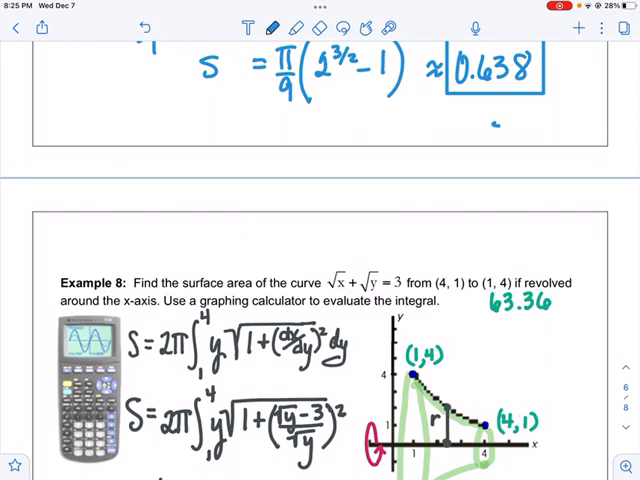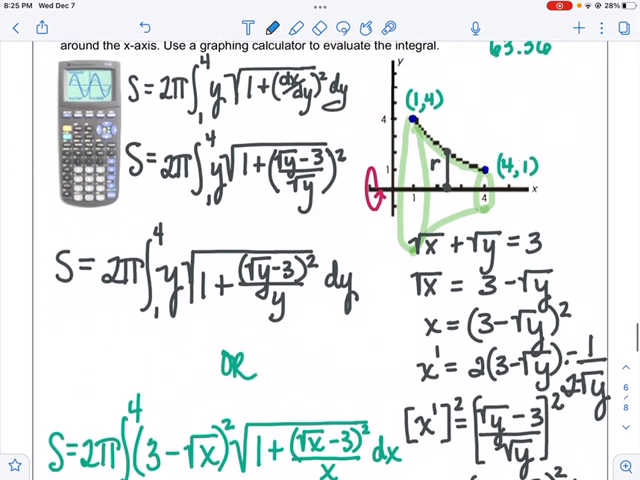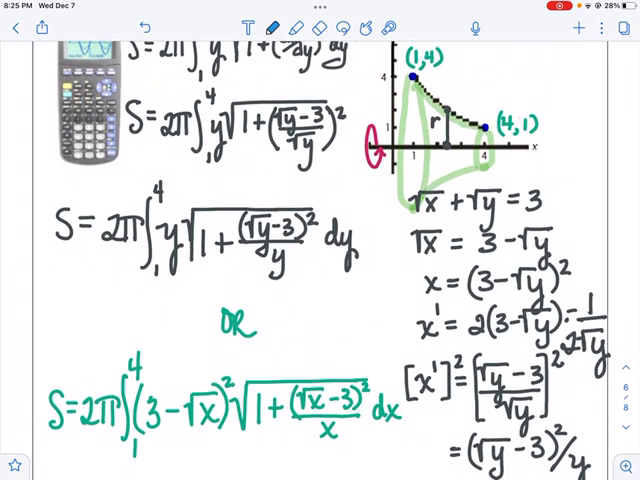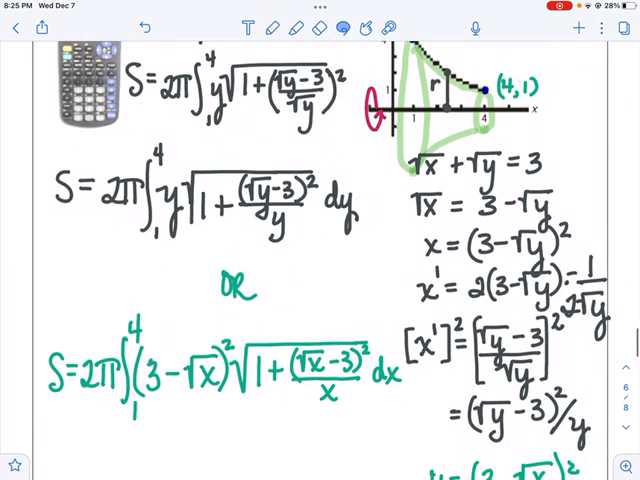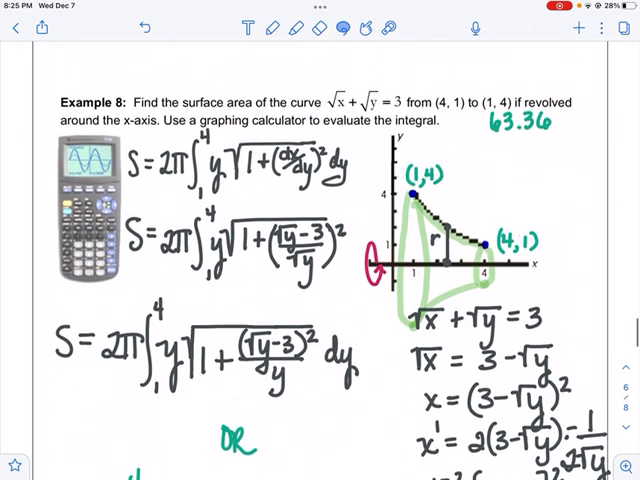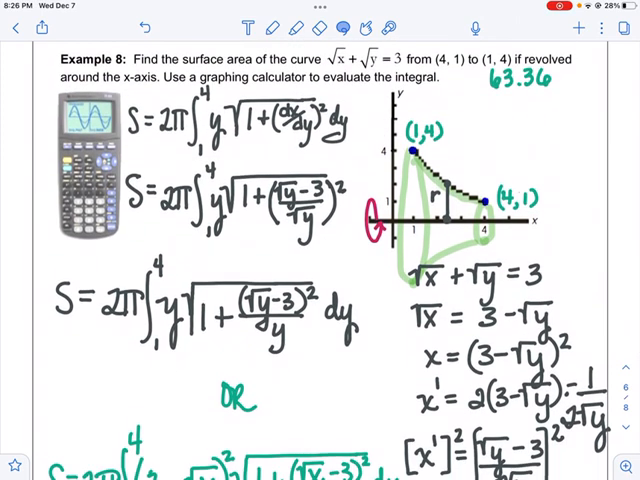So I've got S, the surface area, is equal to the formula that you see. And notice I'm in y's. So that means I'm going to have to take my equation and solve it for y. So I go ahead and do that on the side here down in black. Okay, so I go ahead and solve the equation for y. So I'm solving it for x, actually. So you see what we get here. There's my y.